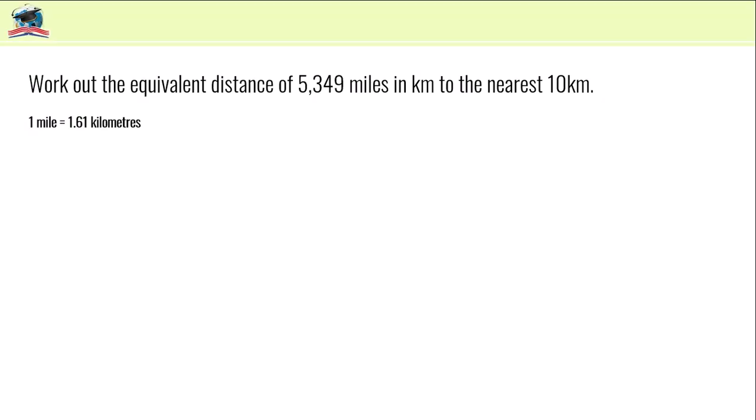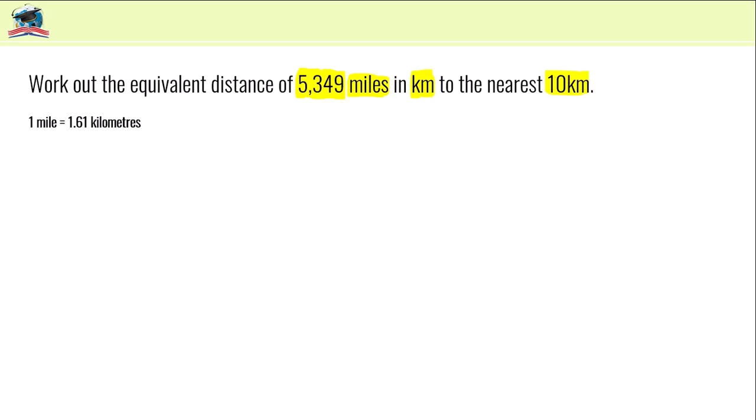In this question, you're told to work out the equivalent distance of 5,395 miles in kilometers to the nearest 10 kilometers. Now, we can see here that this is in miles. That is 5,349 miles. You're supposed to change this to kilometers. What is this distance, which is 5,349 miles, in kilometers? So your answer should be in kilometers. And it goes further to say to the nearest 10 kilometers.